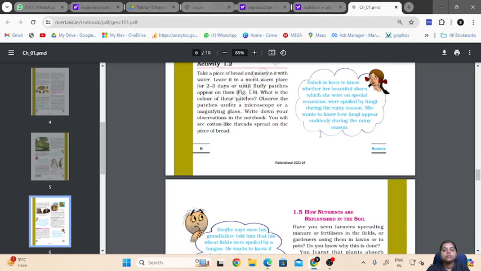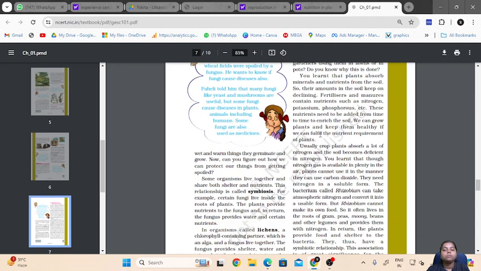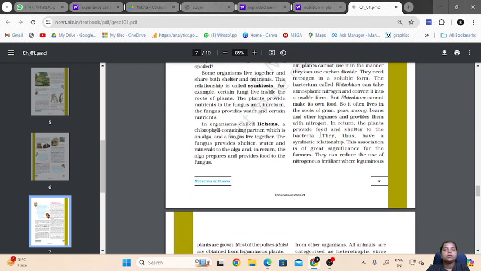Then we have seen how nutrients are replenished in the soil, which is done with the help of rhizobium bacteria. And before that we also saw what symbiosis is: the association where two organisms live together and are beneficial to each other. For example, we have seen lichens and also rhizobium and the root nodules.